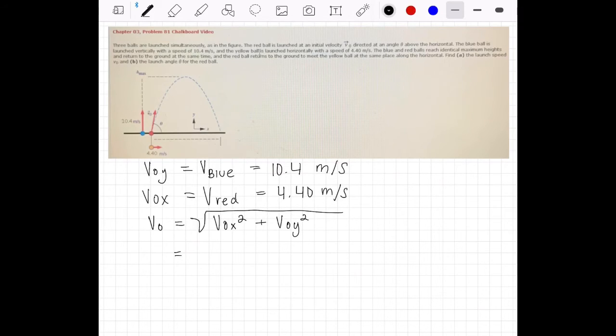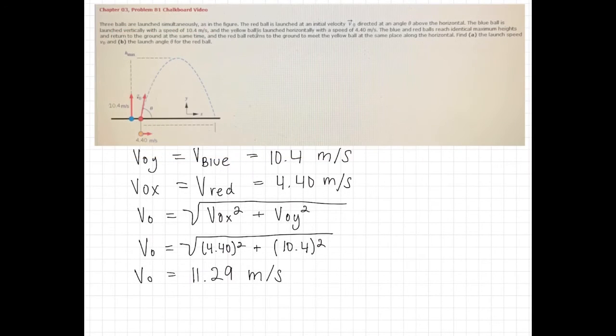Now, we would put the initial velocity of the horizontal squared plus the initial velocity of the vertical squared, all square rooting that in order to find the launch speed. As I finish writing this up and afterwards plugging it into my calculator, you should get an answer of 11.29 meters per second. But we're not really done yet in this situation.